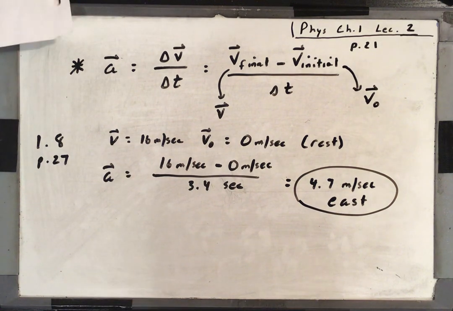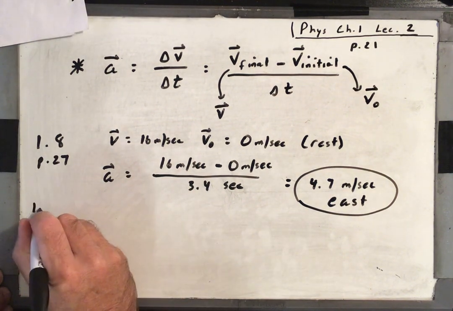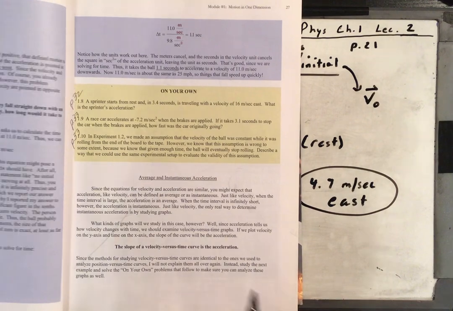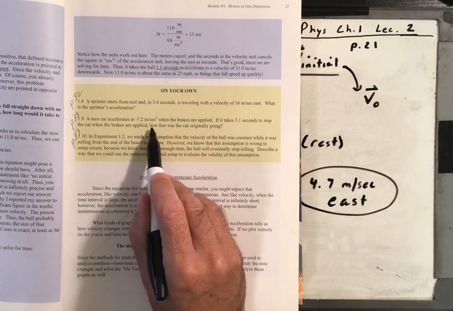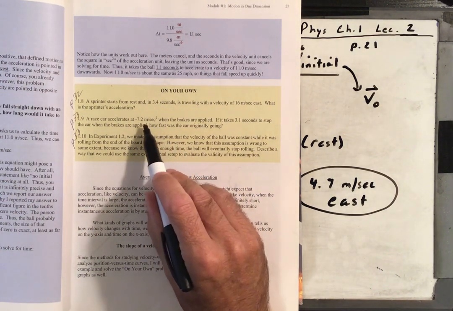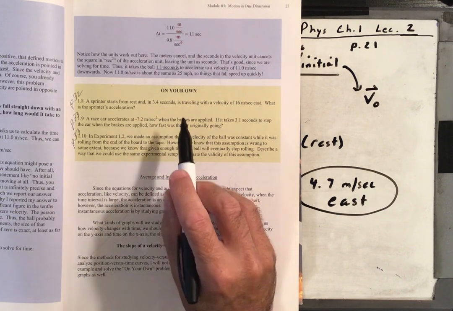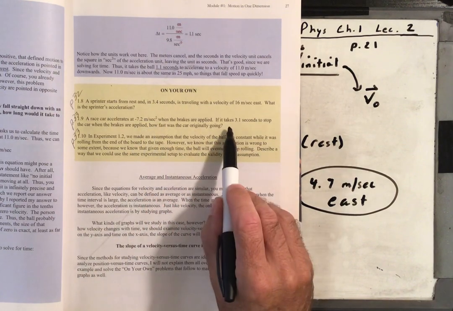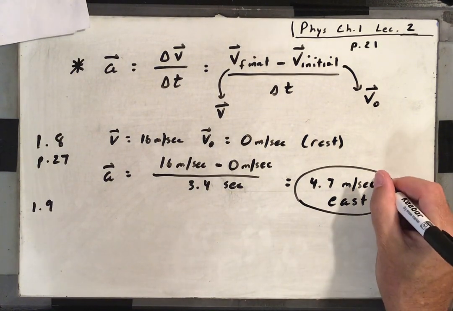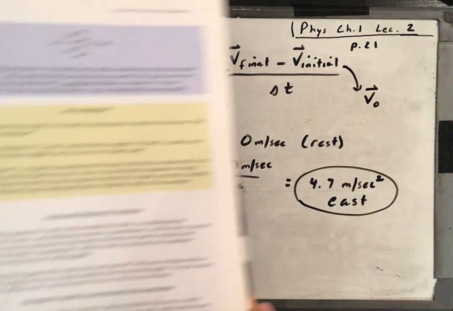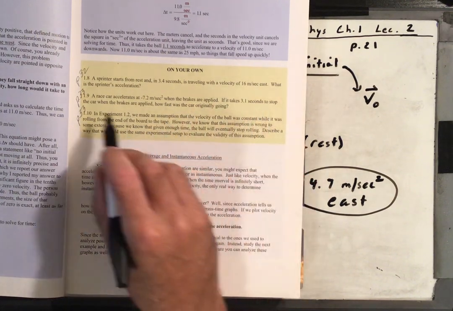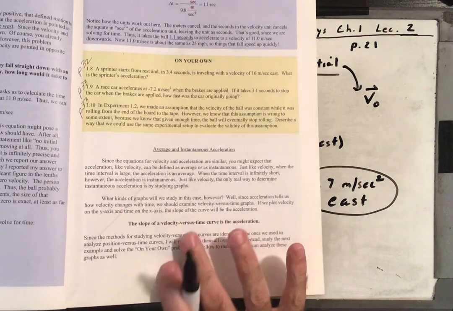All right, 1.9, also on page 27. It says a race car accelerates at negative 7.2 meters a second squared. The units for acceleration are some distance per time squared, so meters per second squared in this case. I did that wrong on the previous one, meters per second squared would be the unit. Sorry about that. If the brakes are applied and it takes 3.1 seconds to stop the car, how fast was the car originally moving?